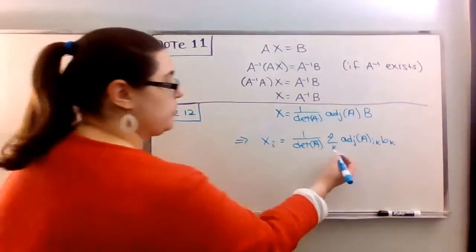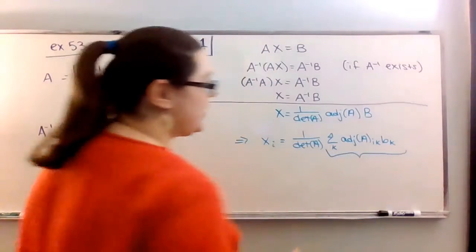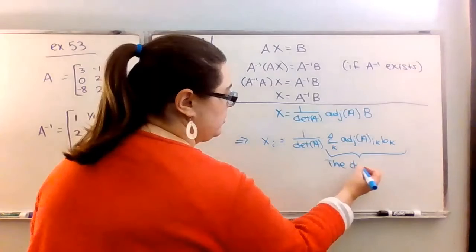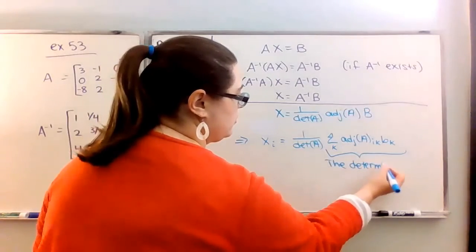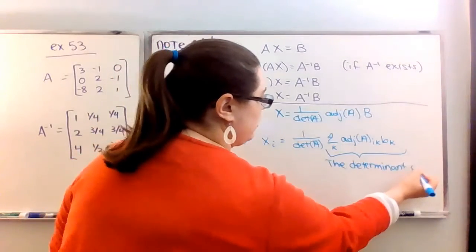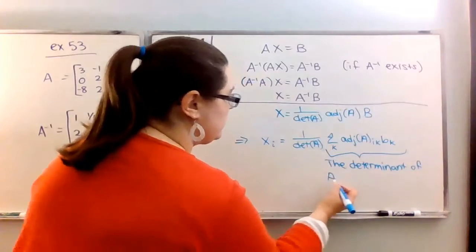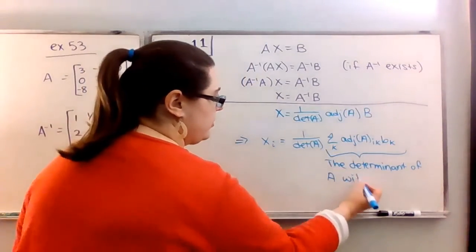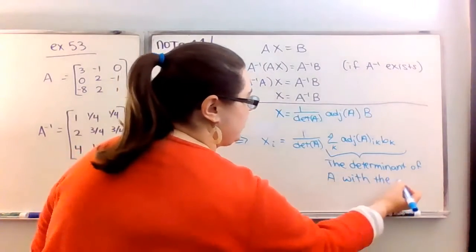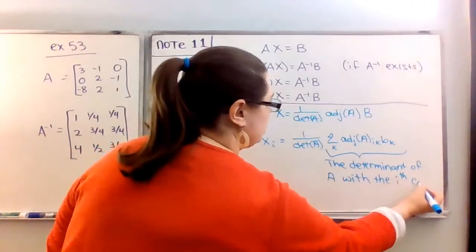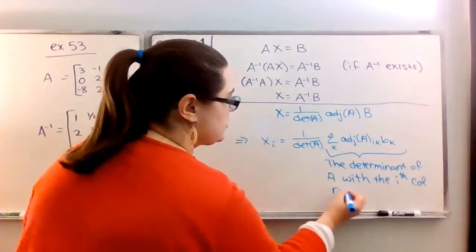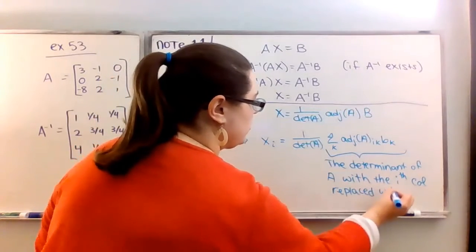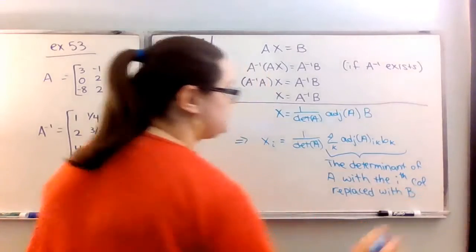So what this amounts to is the determinant of A with the ith column replaced with B.